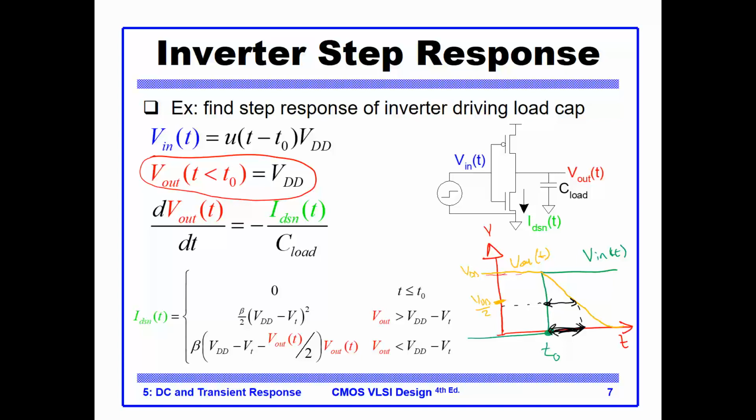Now after VIN arrives, what happened? Before T0, this was on and this was off. But once we cross T0, right? Why on and off? Because the input voltage was zero here, and zero here, and zero here, and that turned on the PMOS and turned off the NMOS. Then after T0, I have here VDD and here VDD, and therefore this becomes off after T0, and this becomes on, the NMOS. Now you can see I have a current that can discharge the capacitor through the NMOS.